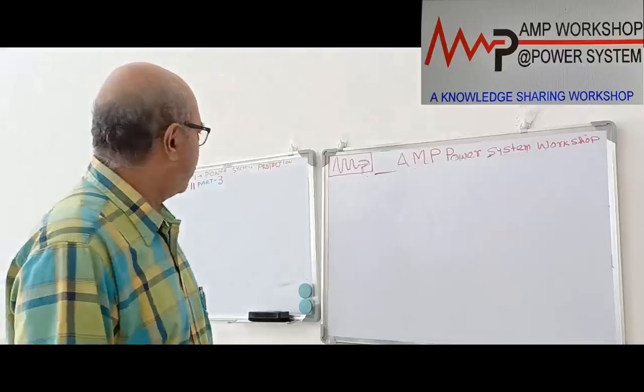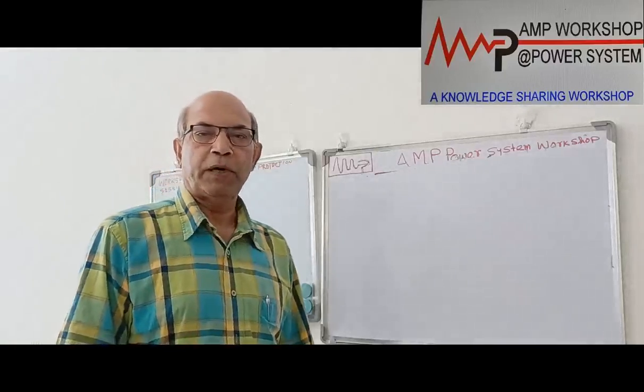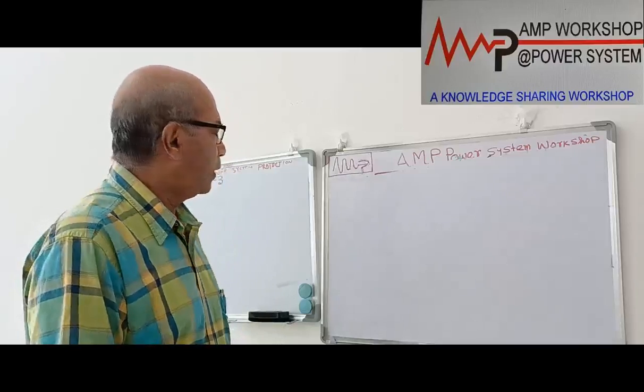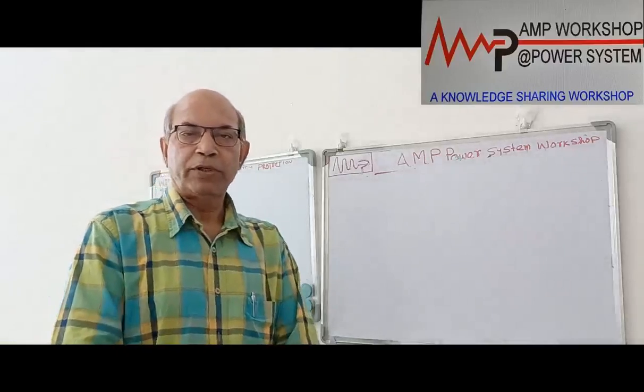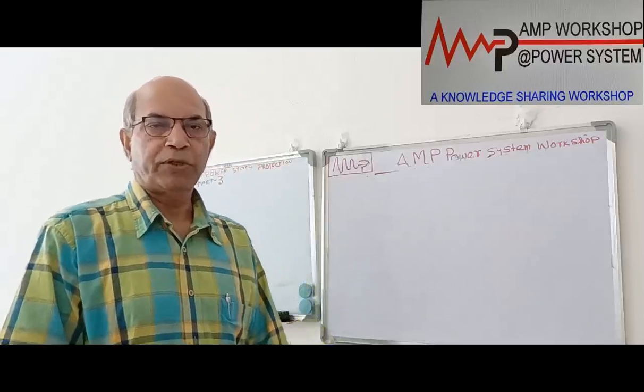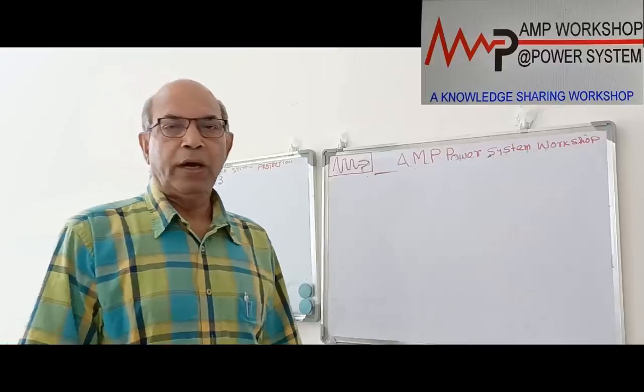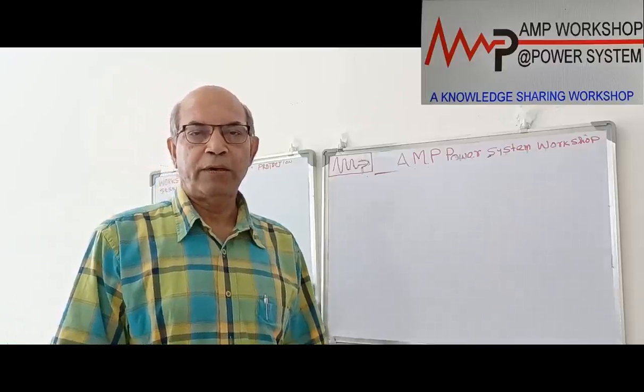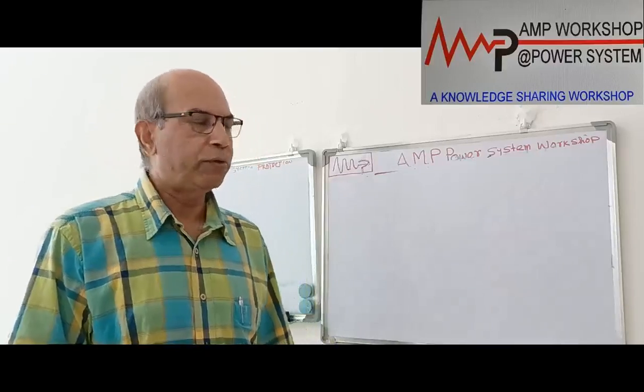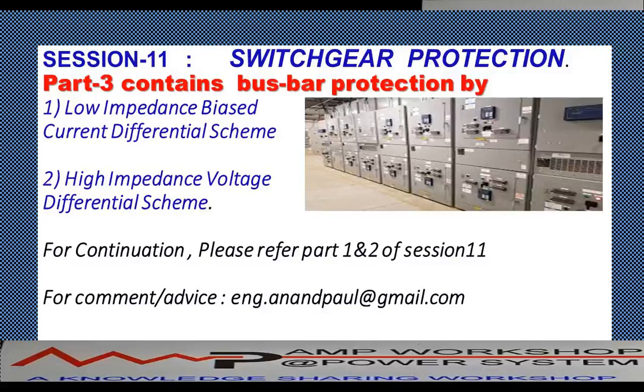In part 2, we have already discussed busbar protection: the over current scheme, the partial differential scheme, and the conventional low impedance circulating current principle. Now today we will be continuing this scheme, and we will be discussing another two schemes, that is the low impedance bias differential scheme and the high impedance voltage differential scheme.